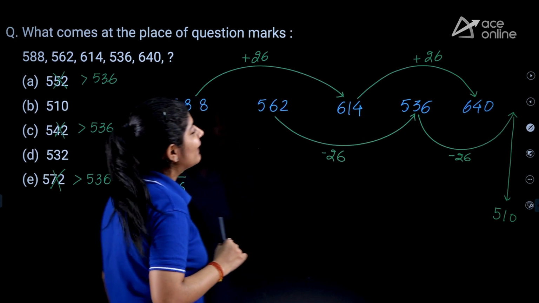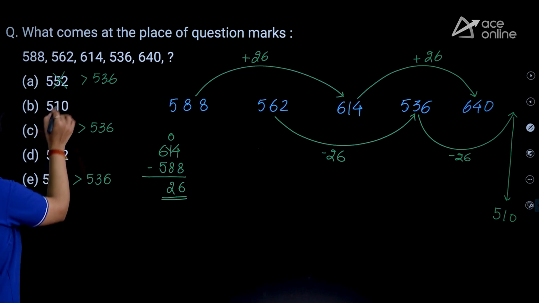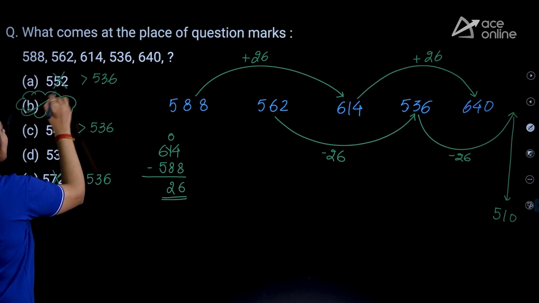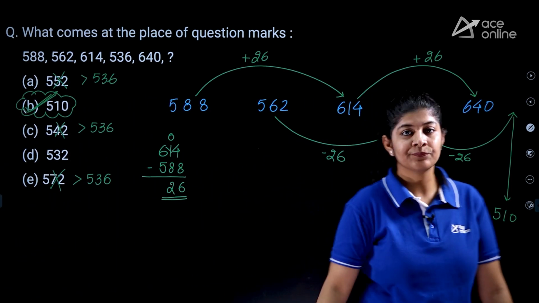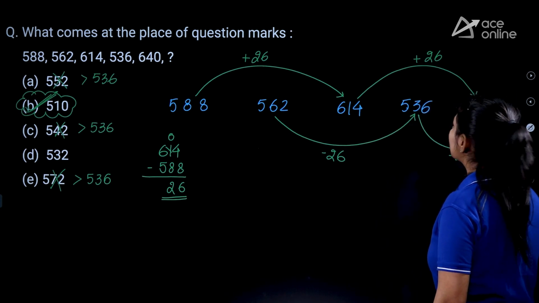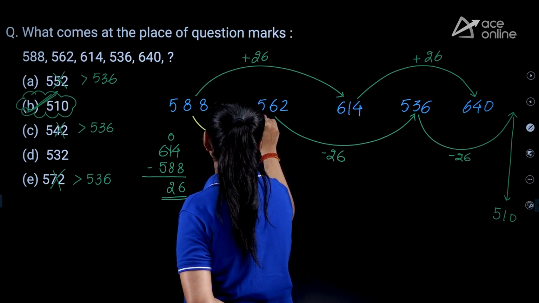I will get 510 over here, and that is present in our options as well. So the correct option over here is option number B. Is it clear? The correct answer over here is what? Option number B. You can also determine one more pattern over here if we go along with the options.